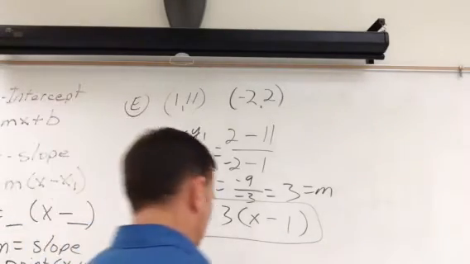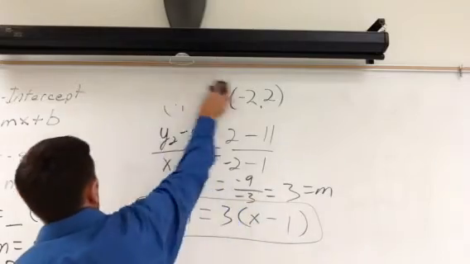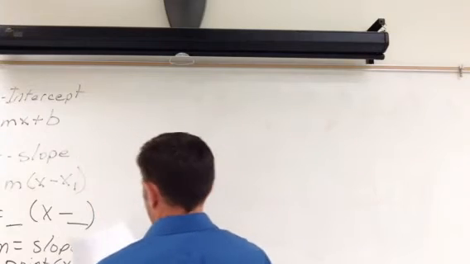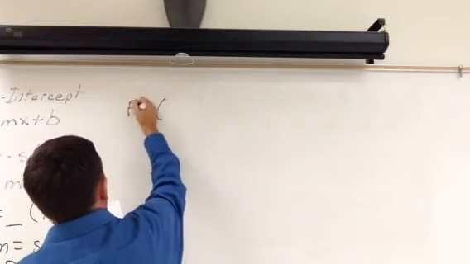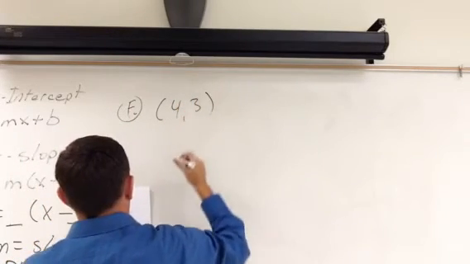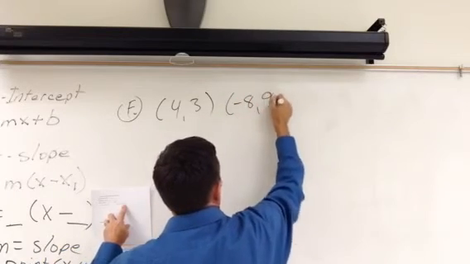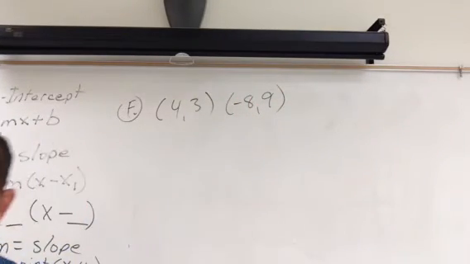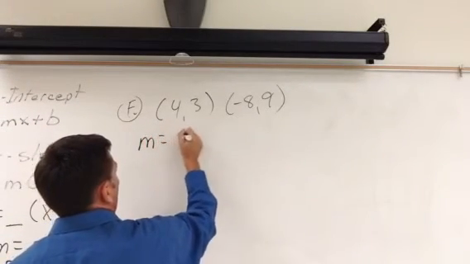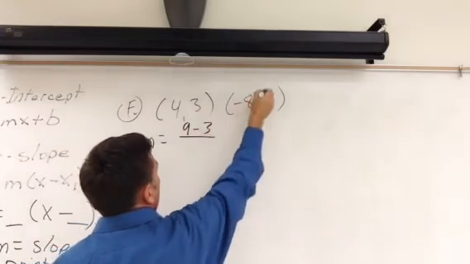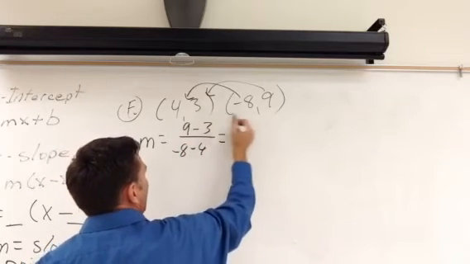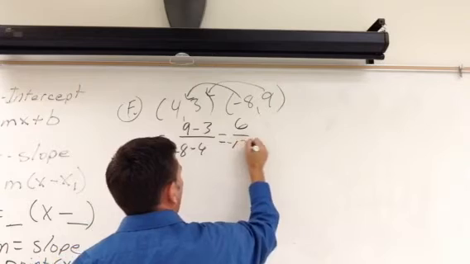I'm going to do one more problem. Letter F from your paper. So it's going to the points (4, 3) and (-8, 9). So we need to find slope first. 9 minus 3 over -8 minus 4. 9 minus 3 is 6, -8 minus 4 is -12.